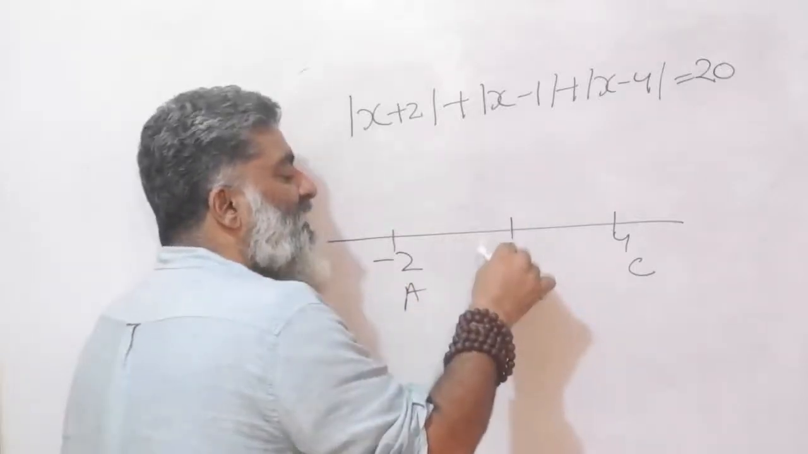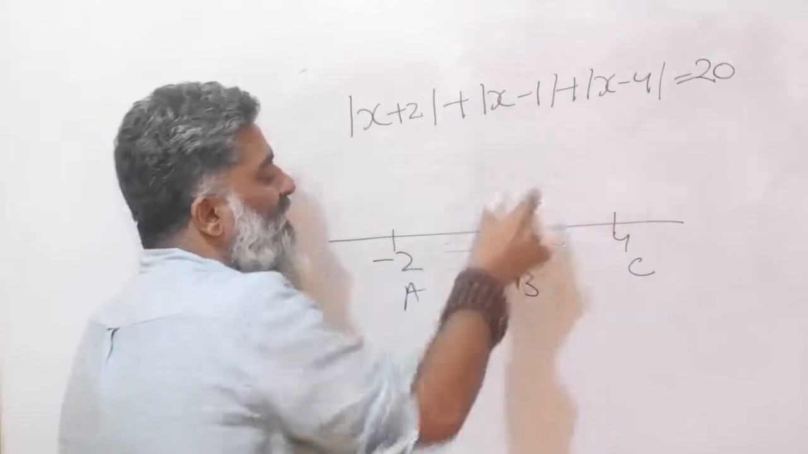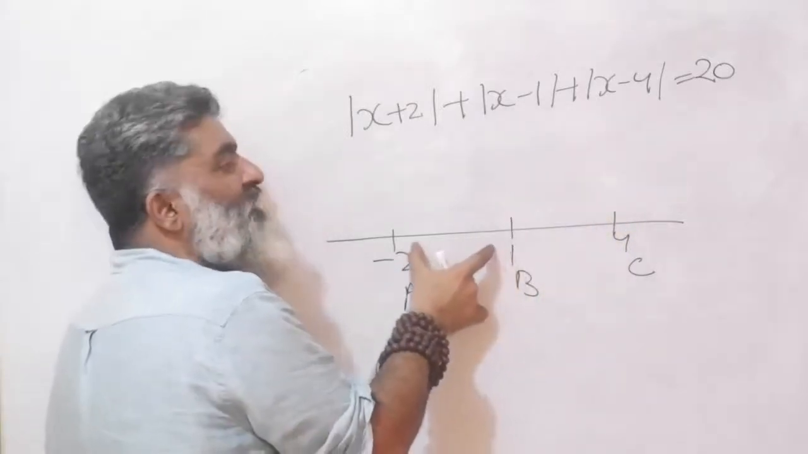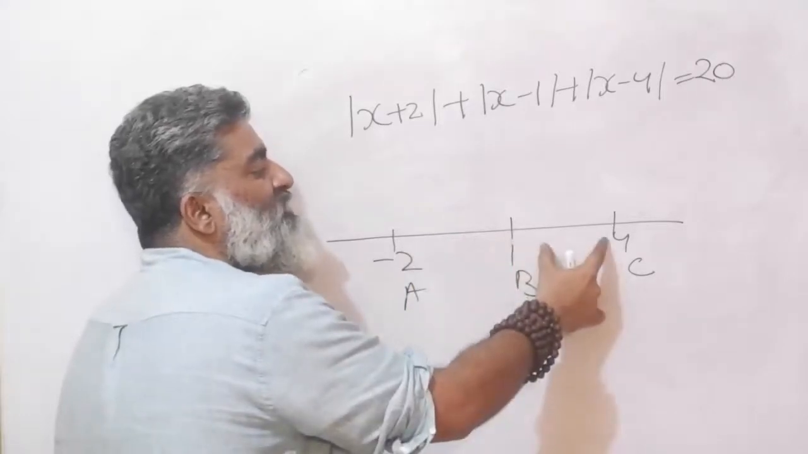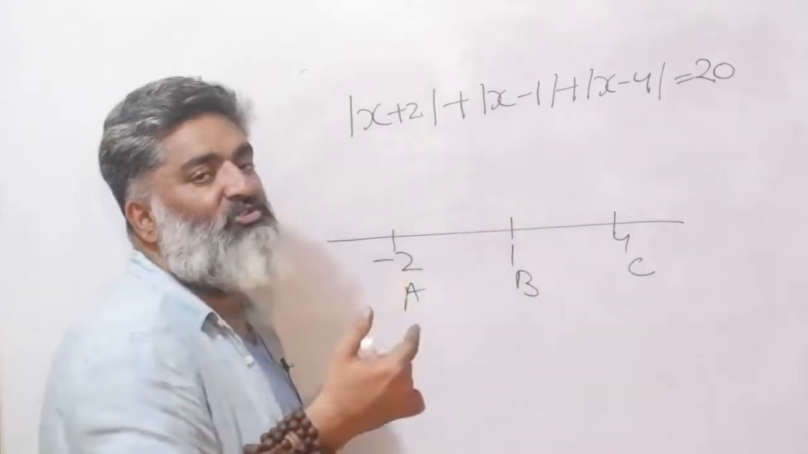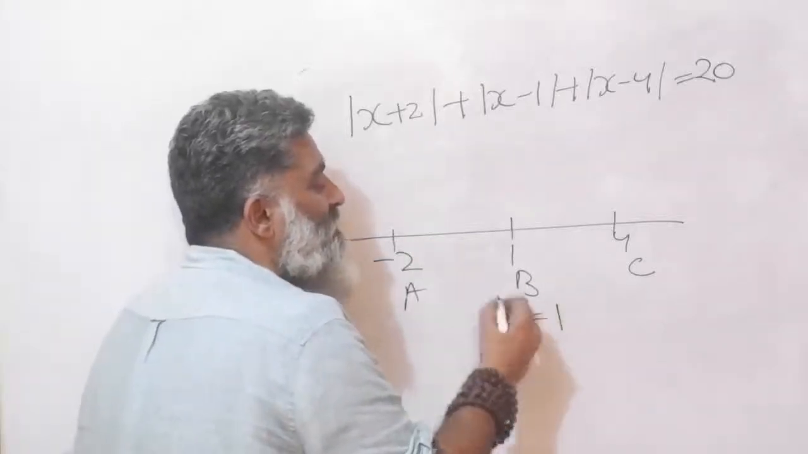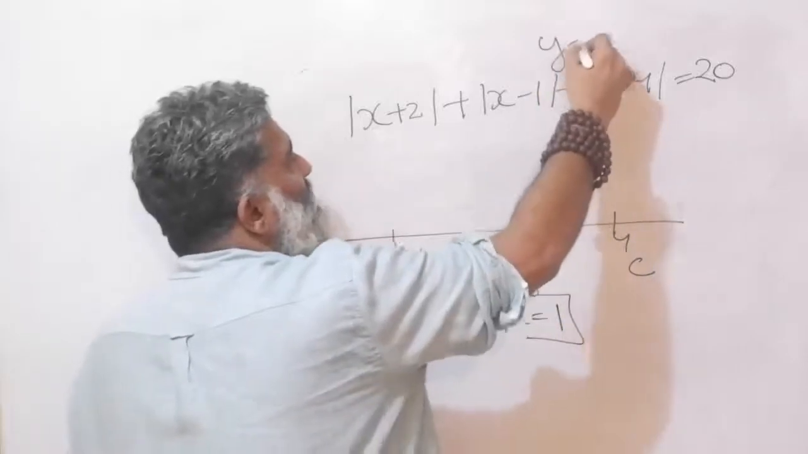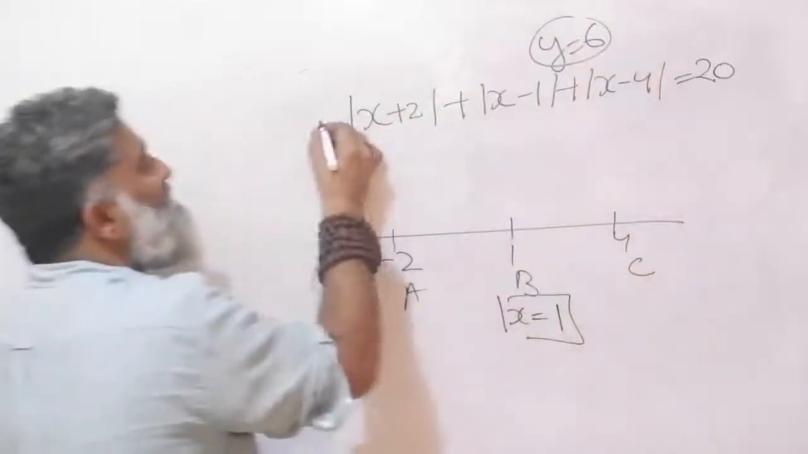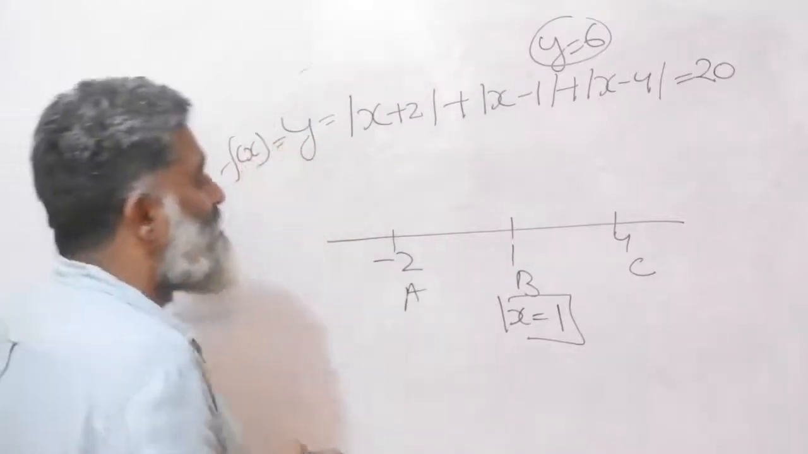So if I keep the meeting at 1, I will get the minimum value for this function, right? At 1, the distance between -2 and 1 is going to be 3 units, and this distance is going to be 3 units. The total distance is going to be 6 units, and the meeting is happening at 1, right? And the output is the minimum value is going to be 6 because this is equal to y. You can call it f(x) as well.